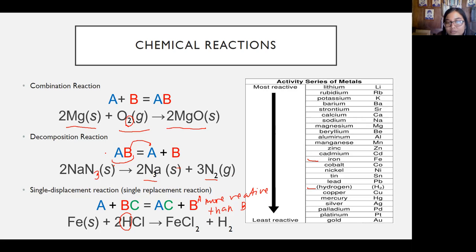So kung yung i-react natin, for example here, ay yung copper, so hindi siya magiging possible kasi si copper ay least reactive kay hydrogen. So kung magiging ganito, this will not be possible. So reaction cannot occur.